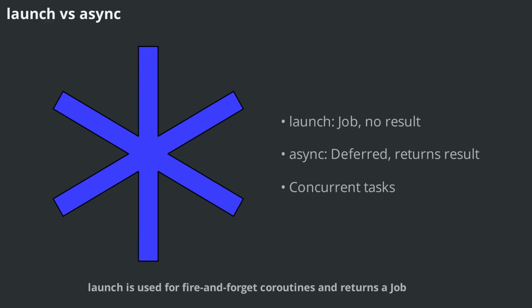Launch is used for fire and forget coroutines and returns a Job, while async computes a result and returns a Deferred<T>. Use launch when you don't need a result and async when you do. Both are essential for managing concurrent tasks in Kotlin.